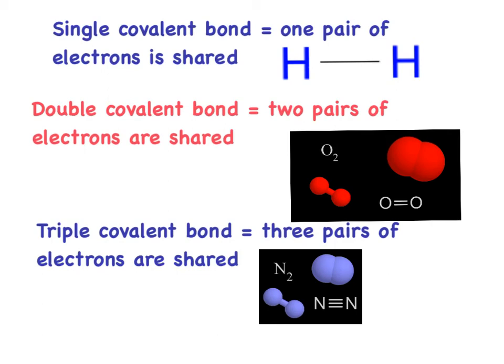Let's also take a moment to take a look at bond length. Bond length is going to be the distance between the nuclei involved in a bond. And so a single bond, sharing of a single pair of electrons, is going to be the longest. And as you increase the amount of electrons being shared in a bond, the bond gets shorter. And so a double bond is going to be a little bit shorter than a single bond, and the triple bond would be the shortest of the three.